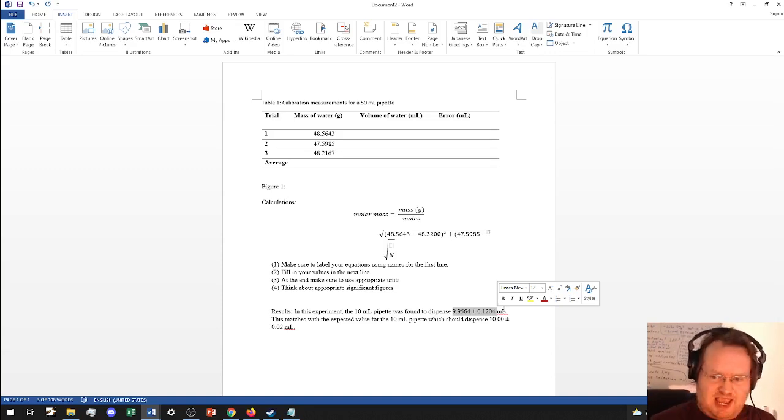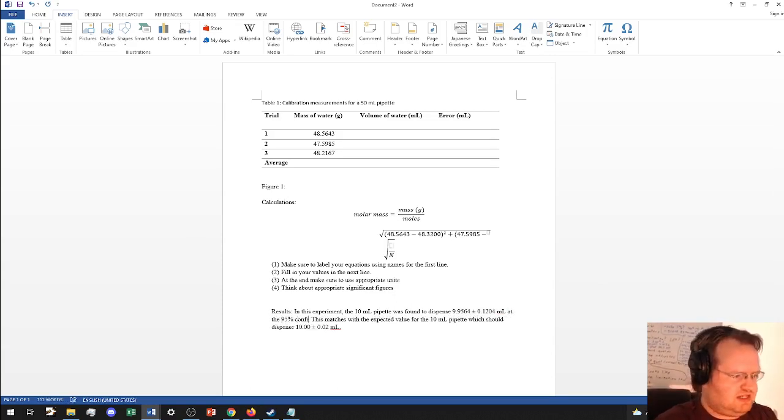Importantly, this does not say that I can disprove that there is a difference. We don't have the tools with our statistical analysis to say that there is no difference at all with my pipette compared to what is expected. I can't say that. But what I can say is that at the 95% confidence level, that's the other thing I would add here, it was found to dispense 9.9564 plus or minus this at the 95% confidence interval. So that's what we're able to say, that we don't see a statistically significant difference.